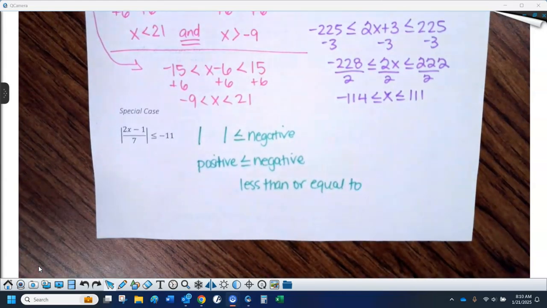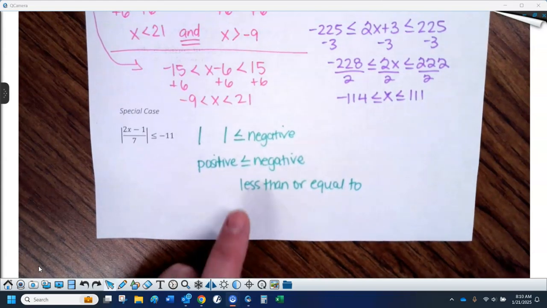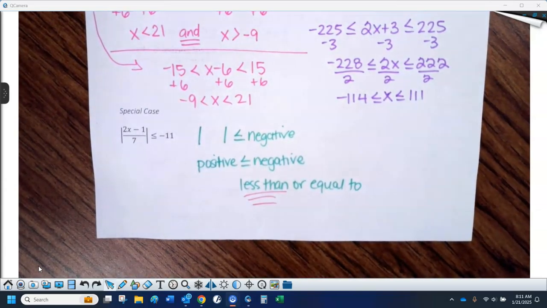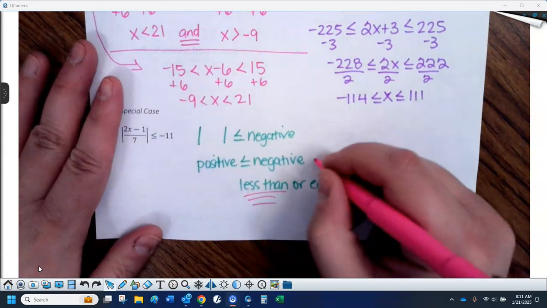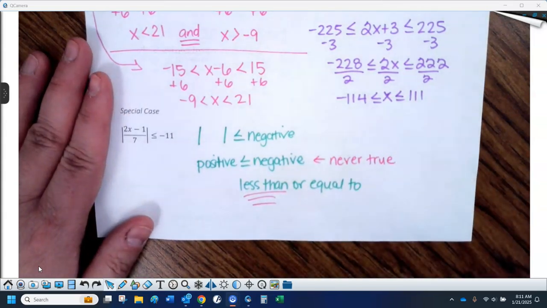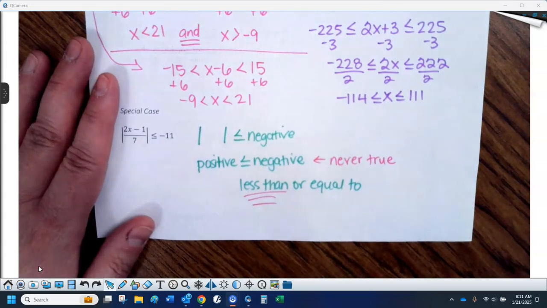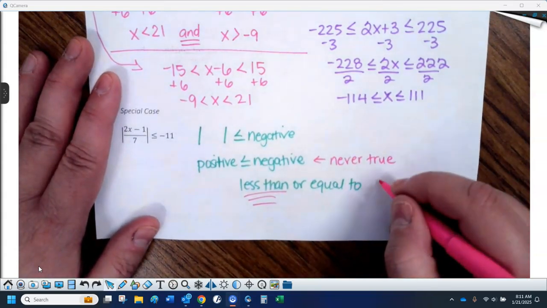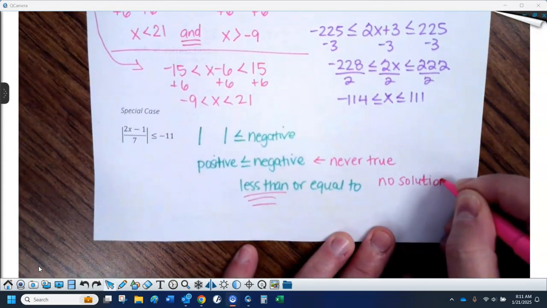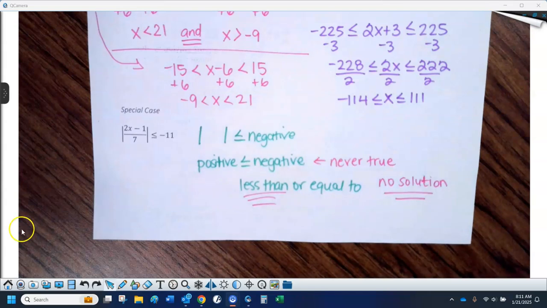Okay, now, the "or equal to" is never going to happen, so don't worry about that. What you need to ask yourself is, is a positive number less than a negative number? A positive number is always bigger than a negative number, so this is never true. Never true in this situation. So if you have absolute value by itself less than or equal to a negative number, that's never true. So that situation would be no solution. You only have to worry about that if your absolute value by itself is related to a negative number.